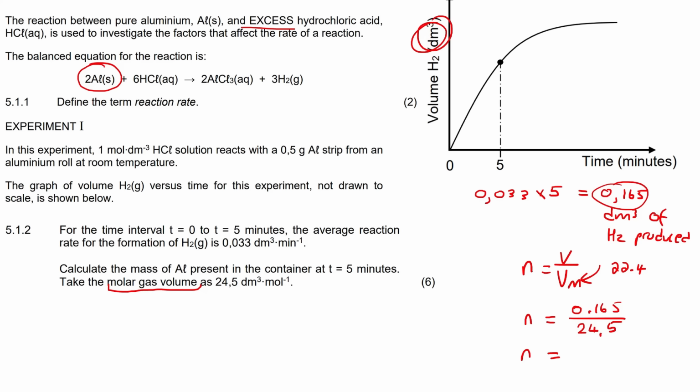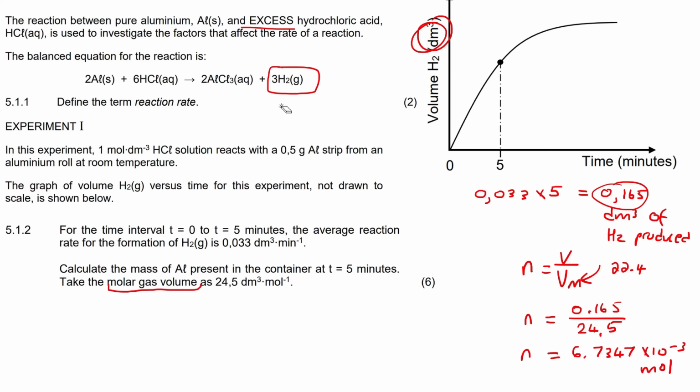Okay, and if we work this out, we get 6.734, I'm going to round to 4 decimals, times 10 to the -3, and that is moles. From that, we can now come back to this equation, and we've just worked out the moles of this one, so we can now get the moles of aluminium. Some of you might be saying, Kev, why can't we just use the 0.5 grams and work out the moles?